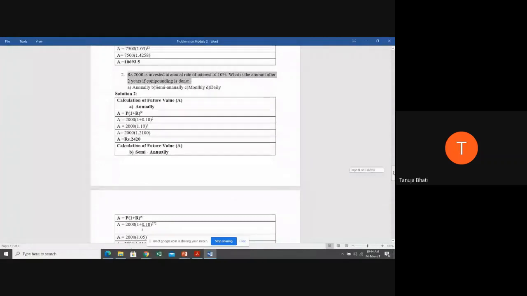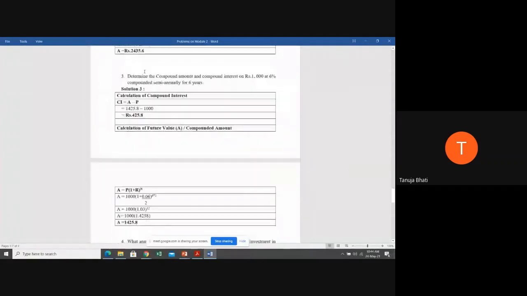Next, problem number 3. Determine the compound amount and compound interest on rupees 1000 at 6% compounded semi-annually for 6 years.